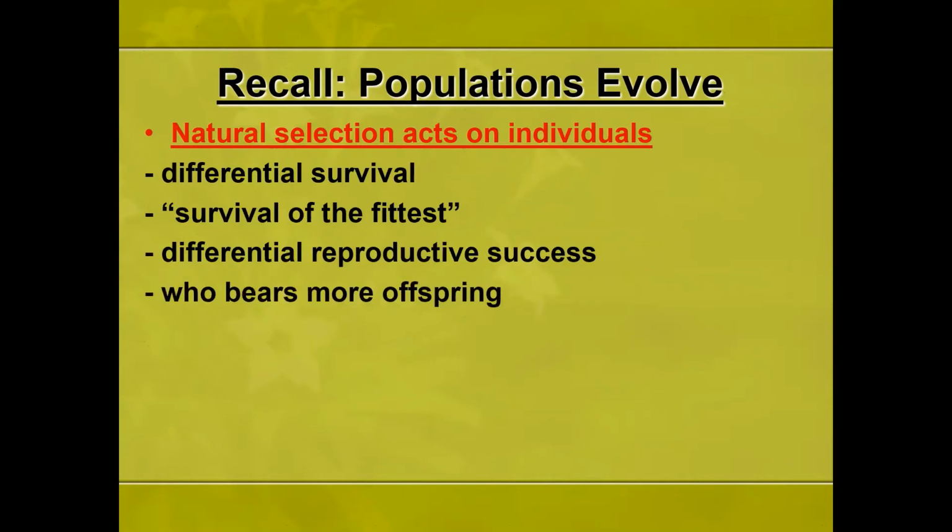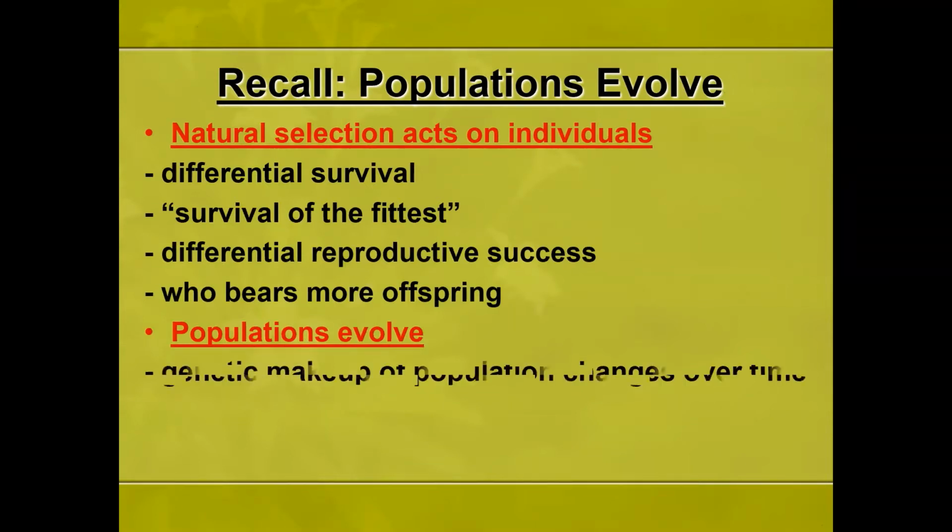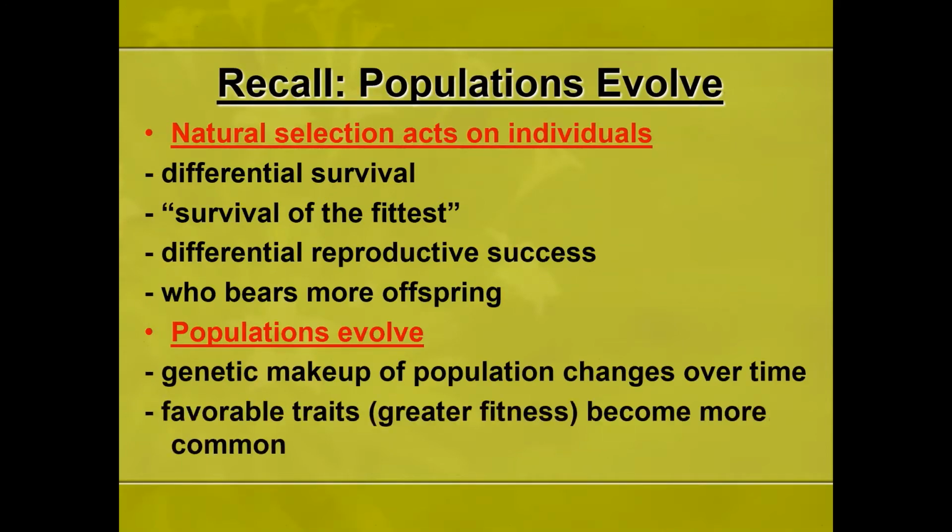It's not just that individual. That individual can't just leave. No, it's going to have to eventually start mating with the population and slowly change that population, have that entire population evolve. So once again, populations evolve. The genetic makeup of a population will change over time. Genotype frequencies and allele frequencies will change over time. Traits that have greater fitness are going to become more common and increase in their frequency and percentage of that population.